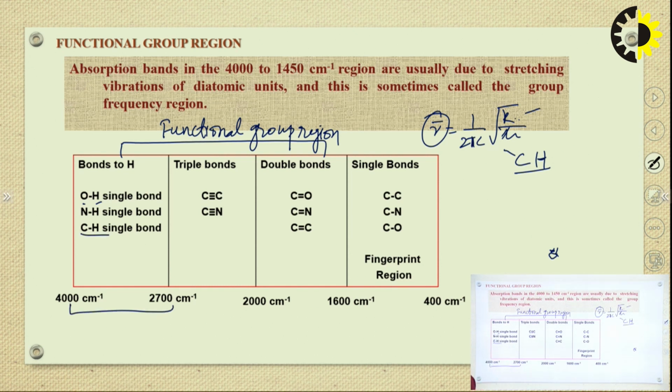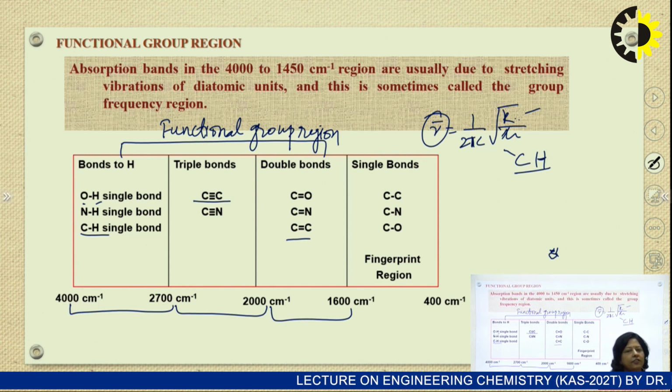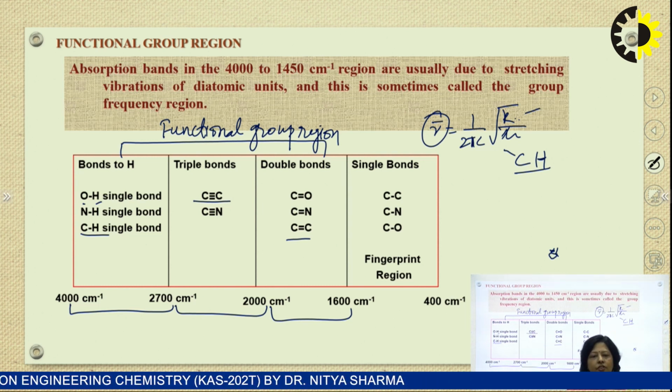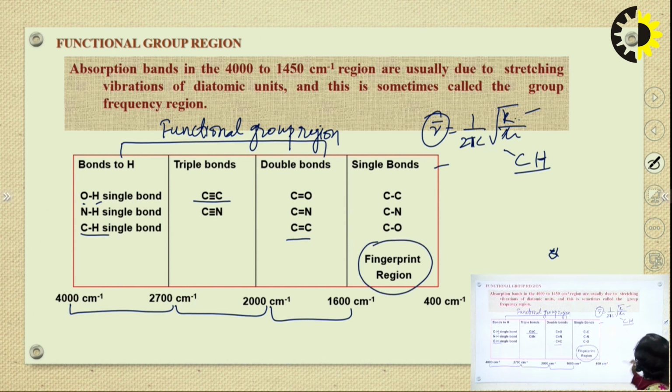When I am talking about a CH single bond, we get the frequency in this region. Similarly, when it is a triple bond, the region is this. If a double bond, the region is this. So this is referred to as the functional group region, in which we can find the mean frequency, mean specification. We have to learn it. Then it comes to the single bond region. This is known as the fingerprint region. What is the fingerprint region?